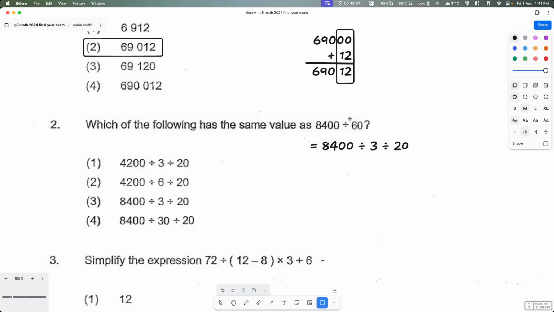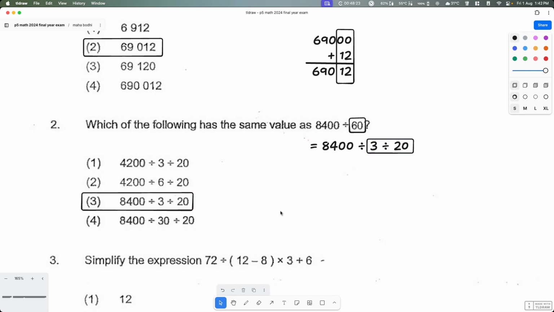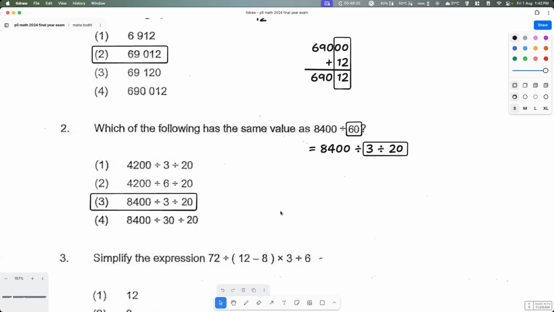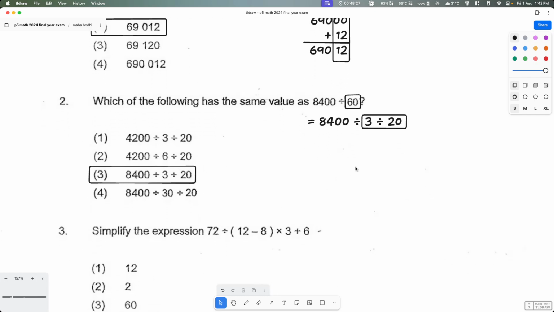So 60 over here, let me make it smaller, is the same as 3 times 20. So I see over here, can we find exactly what we see over here? The answer is number 3, right? So 84,000 divided by 3 divided by 20. That's what I see over here. Pretty straightforward. All right, so let's move on.